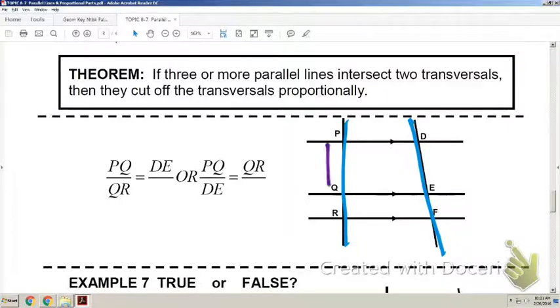We could say PQ to QR equals DE to EF. That's one way. Or we could do PQ to DE equals QR to, again, EF. So you could set up the proportion either way.